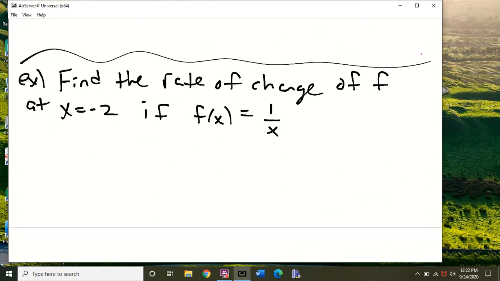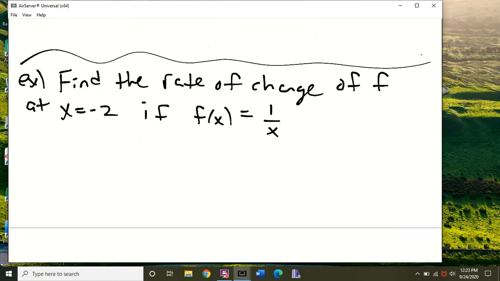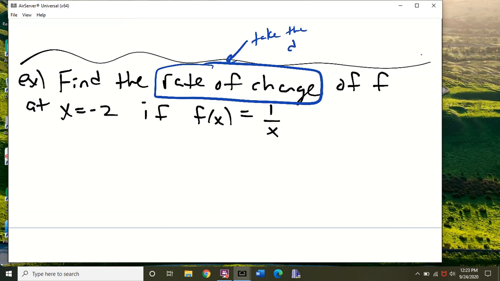Okay. Be aware of ways questions can be asked. Find the rate of change of f at x equals -2 if f of x is 1 over x. Find the rate of change. We are being told to take the derivative. Okay, and we are specifically looking for f prime of -2 here. So we want f prime of negative 2 here.